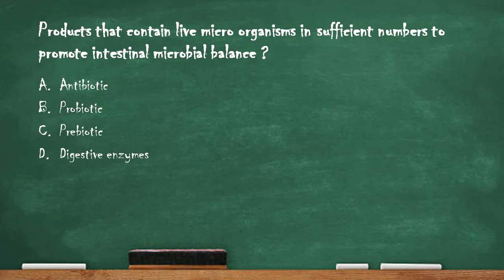Next question. Products that contain live microorganisms in sufficient numbers to promote intestinal microbial balance: option A, antibiotic. Option B, probiotic. Option C, prebiotic. And option D, digestive enzymes. And the right answer is option B, probiotics.